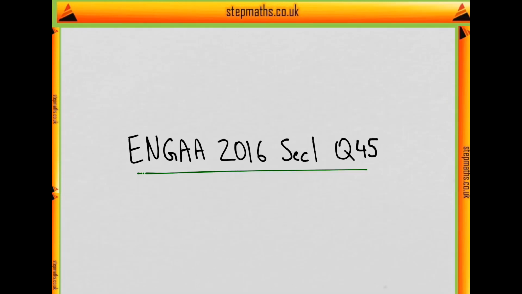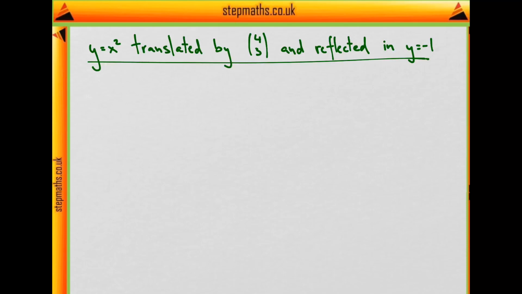In this video, we'll look at question 45 from the 2016 paper. So in this question, we have the graph of y equals x squared, and then we translate it by vector (4, 3), that means by 4 units to the right and 3 up, and then we reflect the new graph in this line y equals -1. And we're supposed to find the equation of the new parabola.